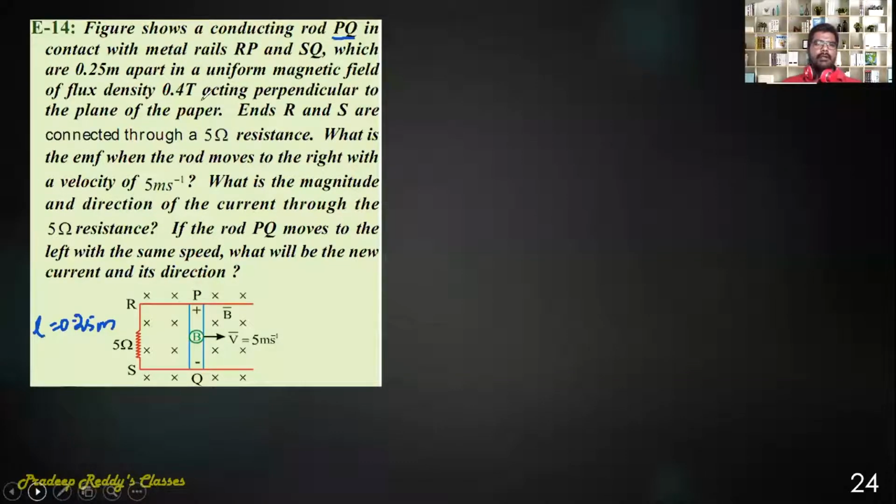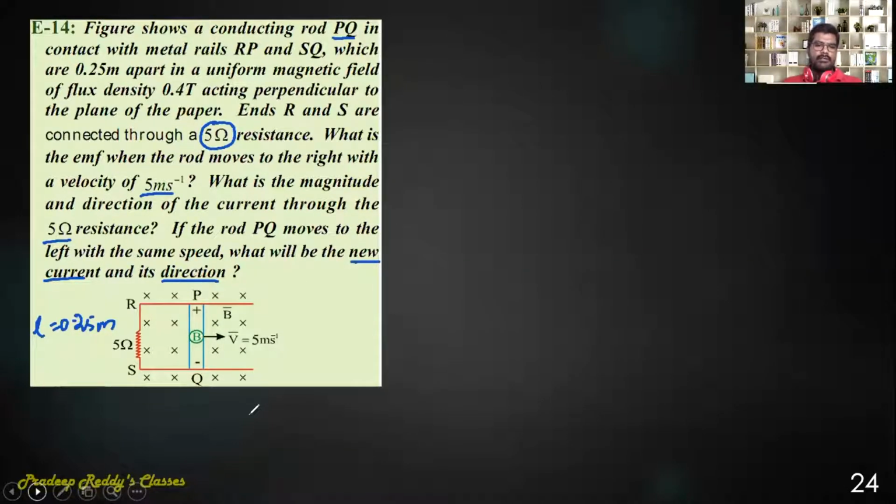And a magnetic field of 0.4 Tesla acting perpendicular to the plane of the paper. Ends R and S are connected through a 5 ohm resistor. What is the EMF when the rod moves to the right side with velocity 5 meter per second? What is the magnitude and direction of current through the 5 ohm resistance? If the rod PQ moves to the left with the same speed, what will be the new current and its direction? You should calculate the new current and its direction.